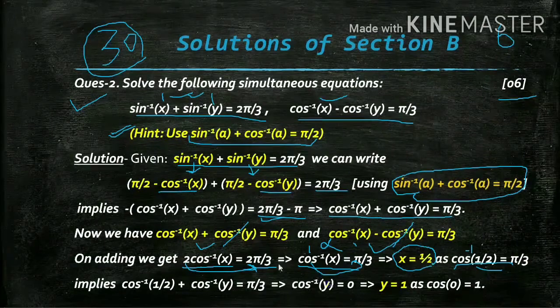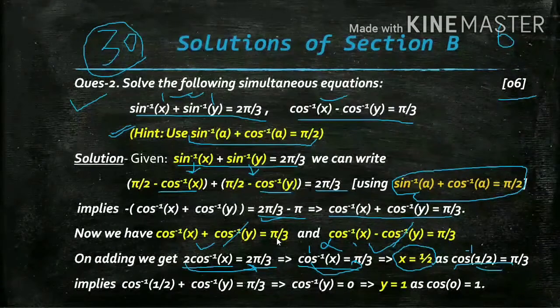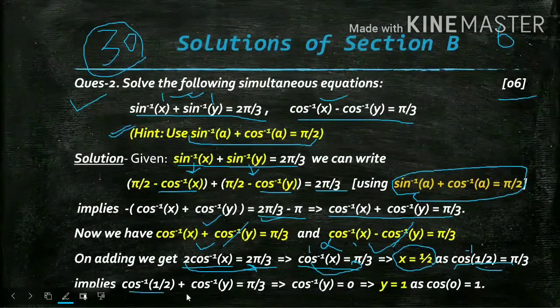Okay. Now to find y, what you can do is subtract the equations, or you just put the value of x in any equation. You can do anything. Suppose I put the value of x in this equation. So cos inverse half plus cos inverse y will be pi by 3. That means cos inverse y will be 0. How are you getting 0?